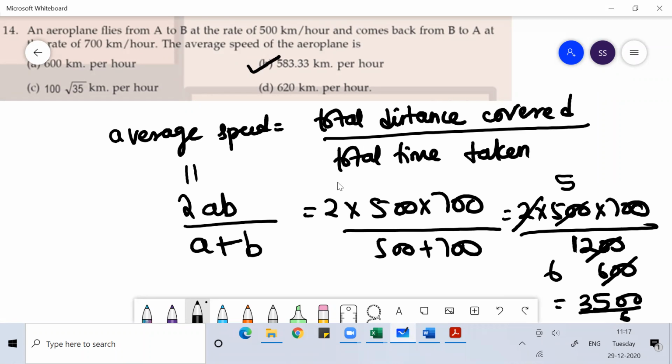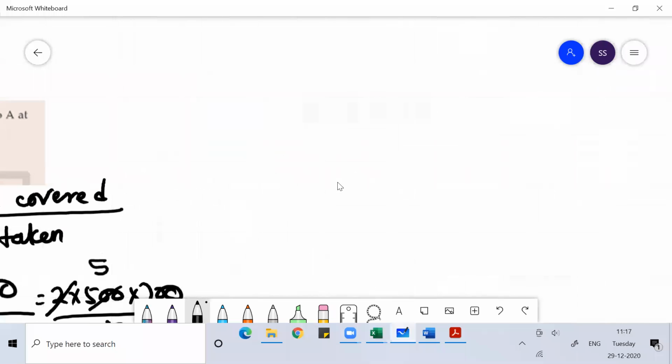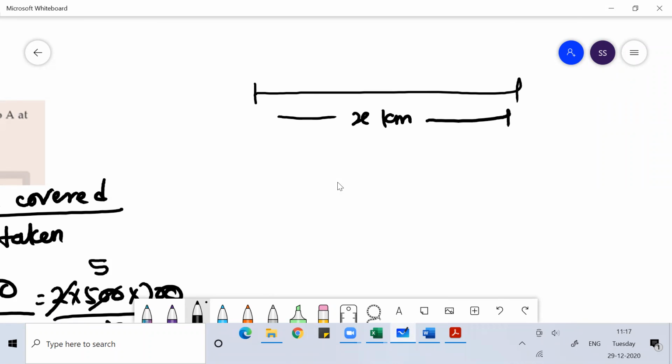So this is a shortcut formula. This formula, those people can understand who are good in maths. Other people, for them, we will do it step by step. Okay, so you should know that whenever you say average speed, it is total distance covered by total time taken. So let the distance be x kilometer.